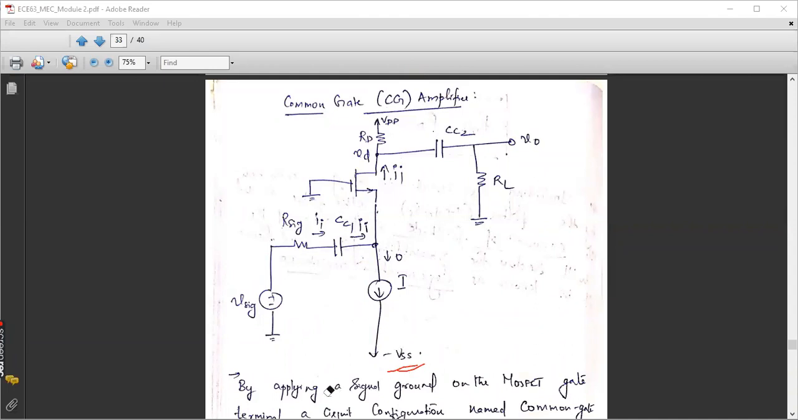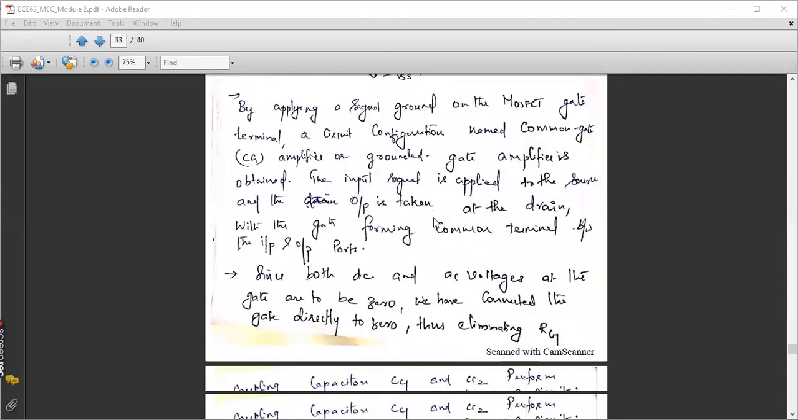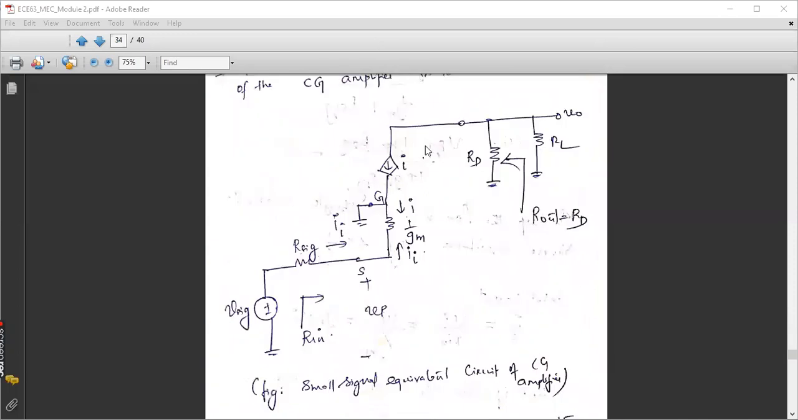Based upon this circuit, keeping our rules and regulations, we are drawing our small signal equivalent circuit, specifically the T model. So what are the rules? All the DC voltages and DC current sources have to be deactivated. All the capacitances have to be short circuited. By keeping those rules, we have drawn this small signal equivalent circuit.